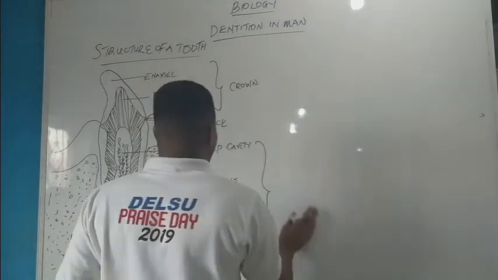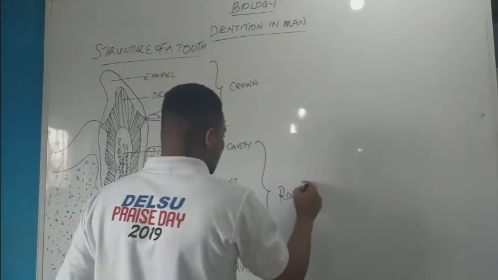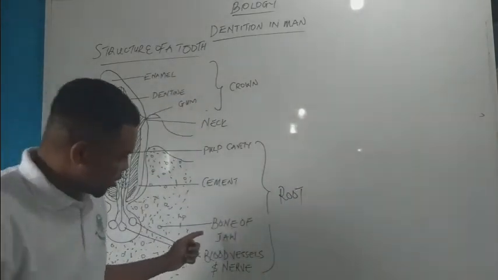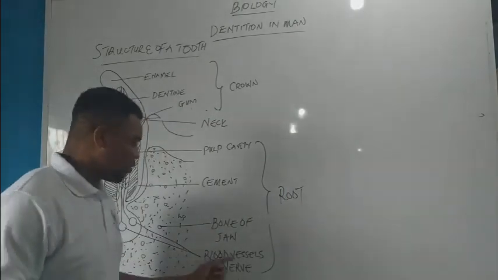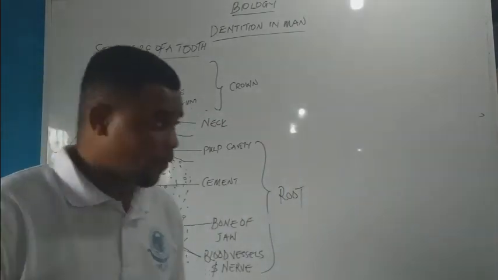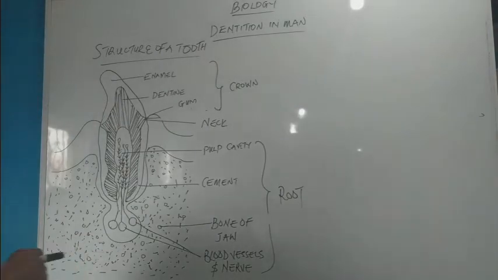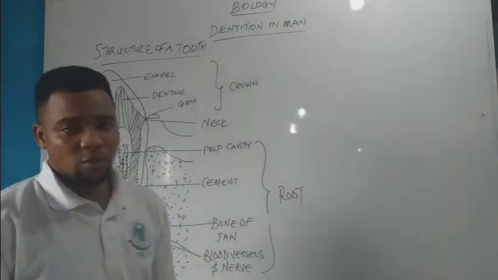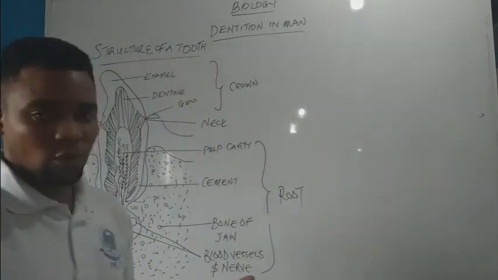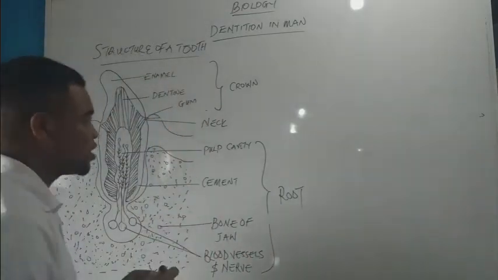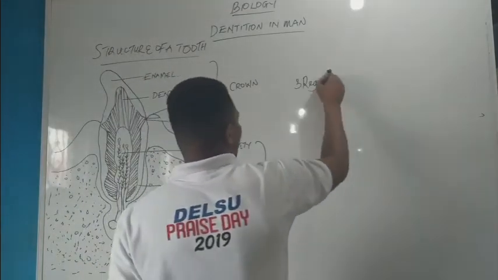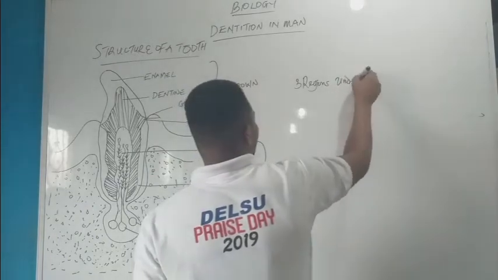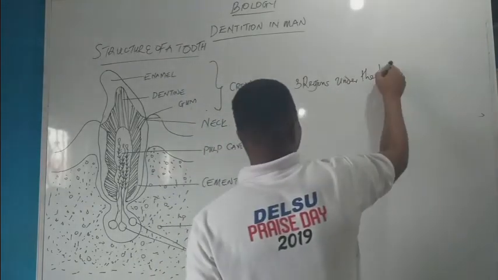The pulp cavity, the roots and the cement, the bone of the jaw, the blood vessels, and the nerves. Now, let's go straight to describing the various parts of the structure of the tooth. First, the structure of the tooth is divided into 3 regions.